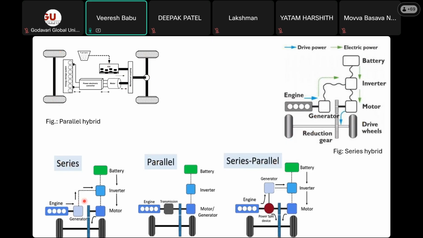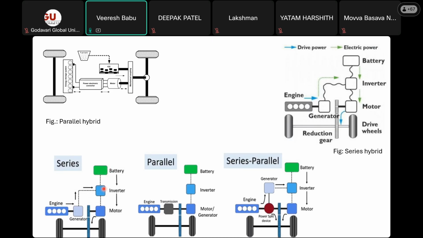In the series hybrid vehicle, the engine is used to produce mechanical work, and this mechanical work is converted by the generator. This generator output goes to an inverter. Why do you use an inverter? In order to convert DC to AC. The generator develops DC power, and to convert this DC into AC, you will be having an inverter. And here the battery also stores energy in the form of DC.